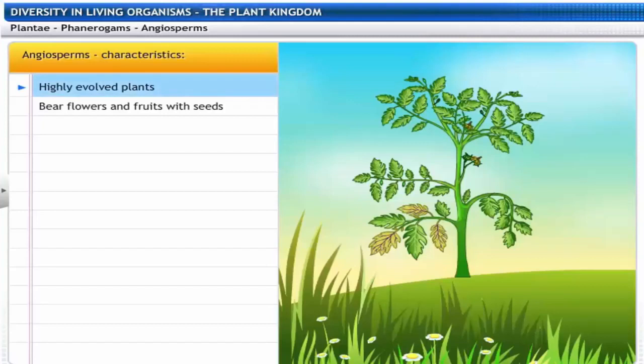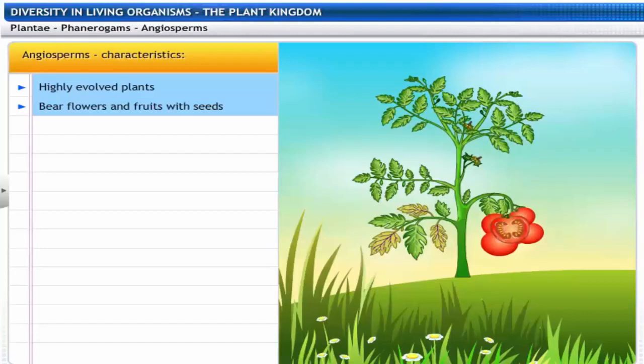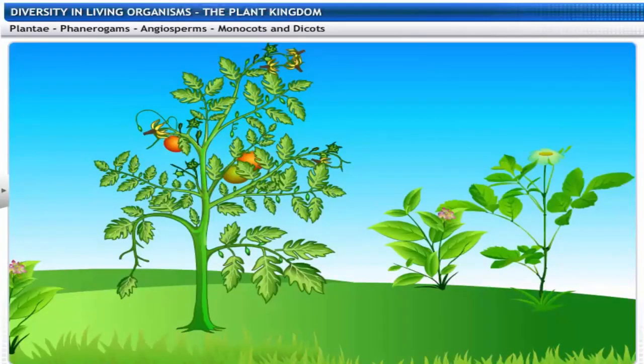Angiosperms are highly evolved plants with flowers, fruits, and seeds. They are also called flowering plants. Let's look at angiosperms in a little more detail. The flowers in angiosperms develop into fruits with seeds in them.